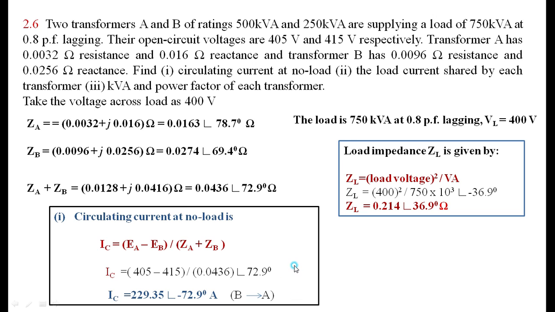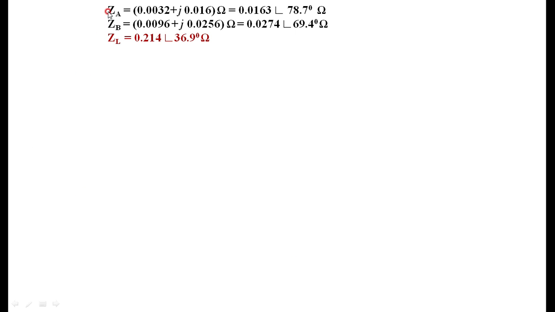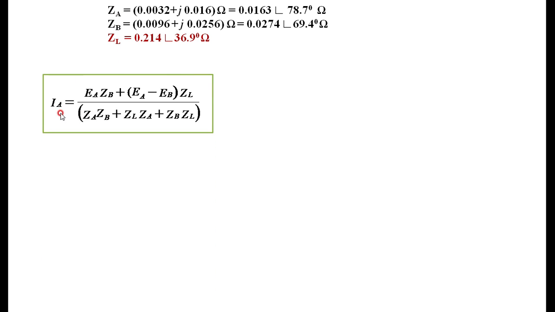That is IA and IB. Then how are we finding them out? We are listing out once again the data given. Once again, I am taking the fresh data from the previous slide, that is ZA, ZB and ZL. Then I have to calculate IA. This is EA, ZB, EA minus EB, ZL. This is the equation that I am getting.